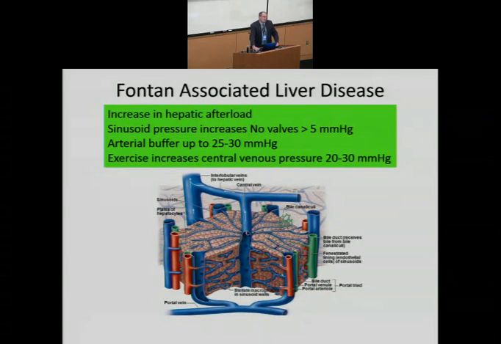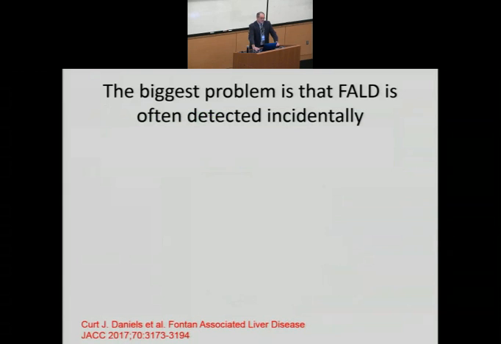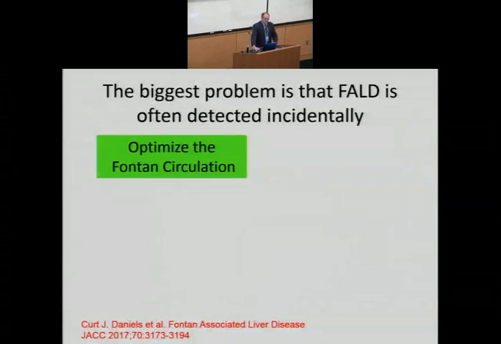Now, what makes Fontan-associated liver disease so important is that we do know that many of these patients are lost to follow-up as they transition from children to adulthood, and the studies have shown that it's anywhere from 3 to 5 years. At some point, they're just not followed up and monitored. And so when they start to present to our adult cardiology colleagues, many of these liver changes have occurred. And this is the problem. The biggest problem is that Fontan-associated liver disease is often detected incidentally.